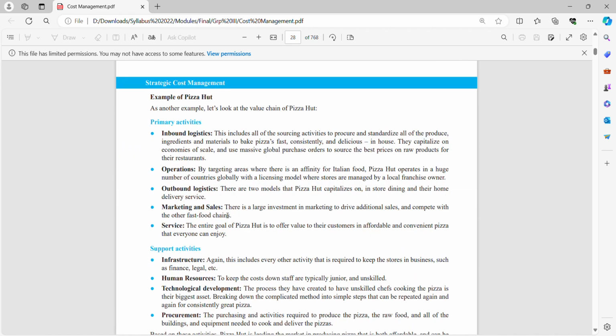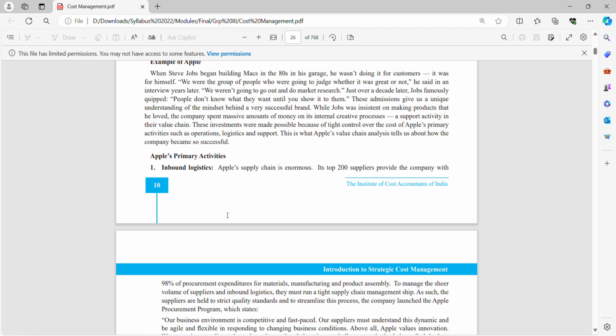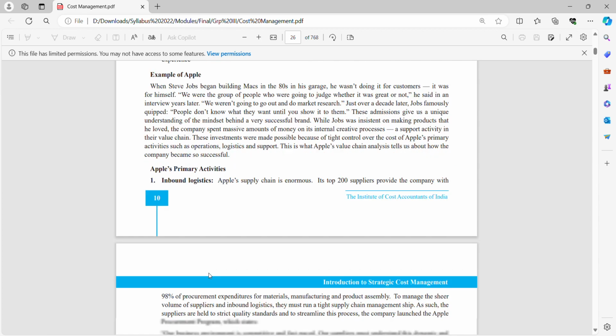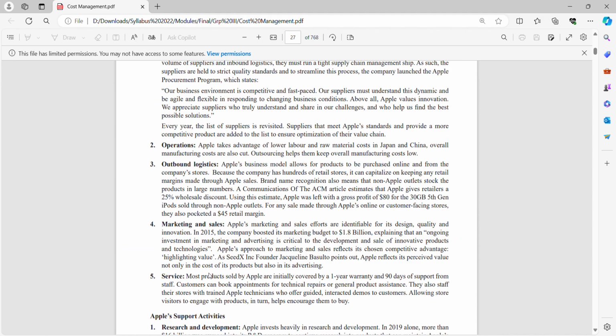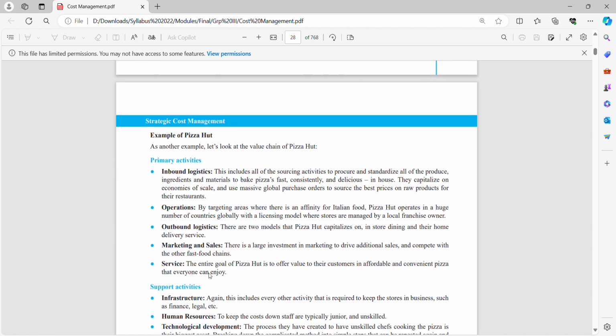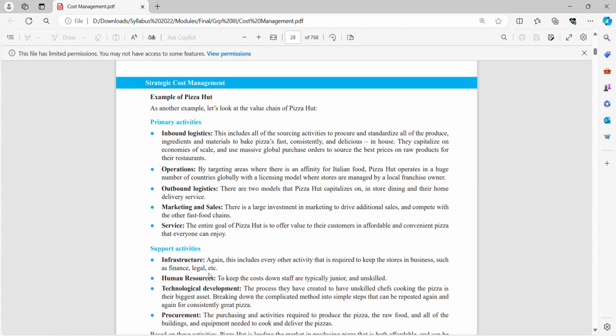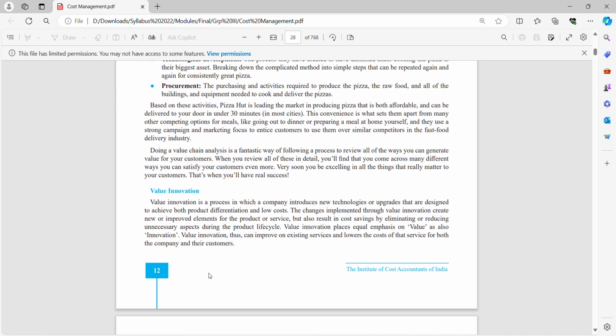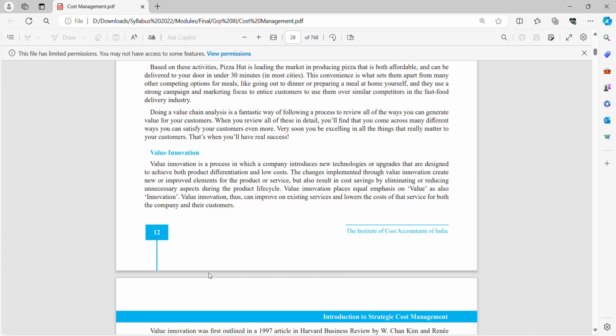So you have a chance of getting such type of questions in your paper, where they'll be giving you one example of any company or any product, and based on that you are required to frame your points for primary and secondary activities. Okay, so same we have an example of Pizza Hut. Okay, so two examples they have taken. I'll go for value innovation. I'll take a pause, give a quick read, then we'll go for value innovation.